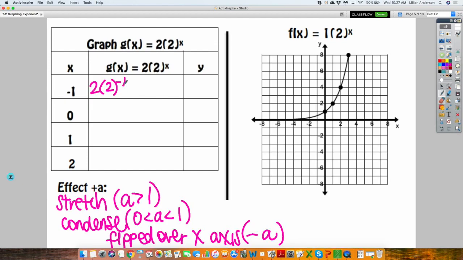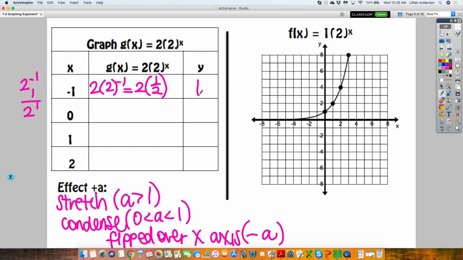2 to the -1 does what? It makes it not a positive, but a fraction. Negatives flip that number, so it turns into 1 over 2. So you basically have 2 times 1 over 2, and what does that become? 1. Half of 2 is 1. So (-1, 1) is a point that's on the graph of 2 times 2 to the x.